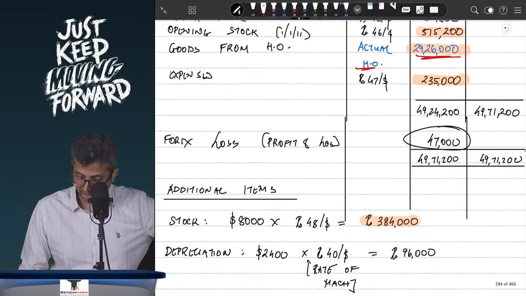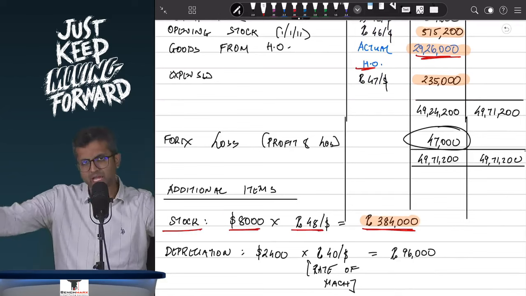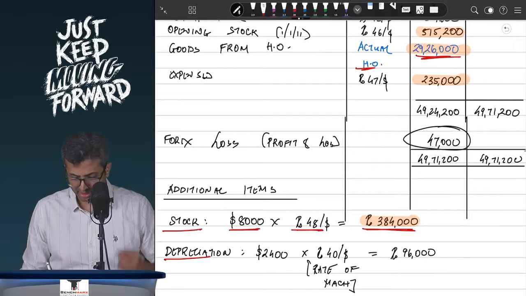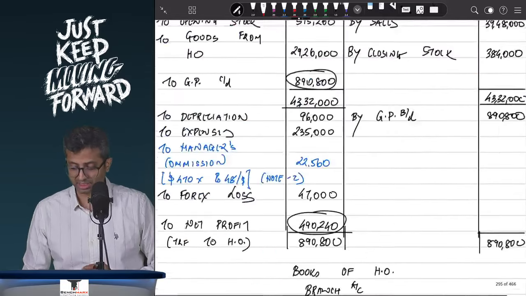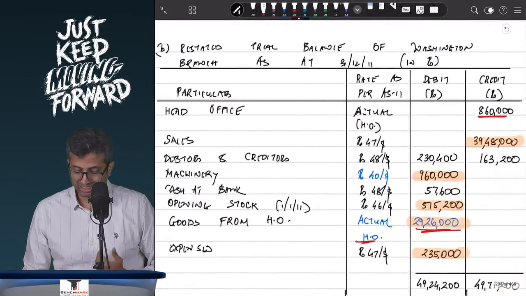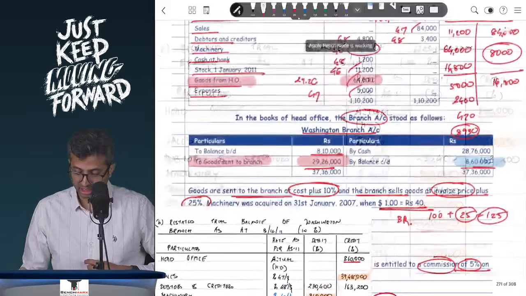Other than that, you will have stock which is going to be converted at $8,000 at 48, which is not there in the trial balance but will be shown separately, and depreciation will be 2,400 at the rate on the fixed asset balance. So this will be your restated trial balance.